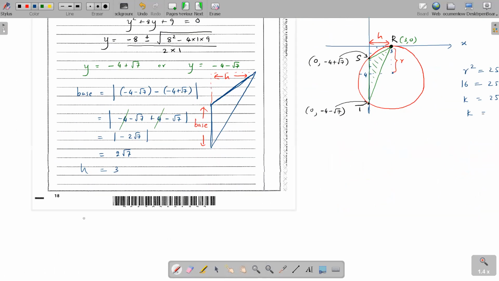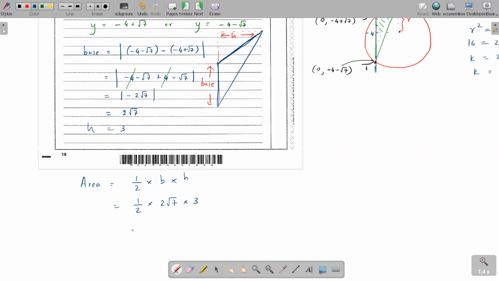Just to get the area. So area equals half into base into height. So half into base is going to be 2 root 7 into height is going to be 3. So exact answer, half and 2 cancel, you get 3 root 7. So 3 root 7 square units. So that's going to be your area for the triangle RST.